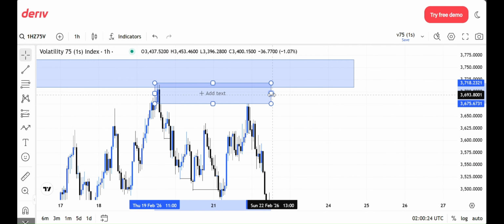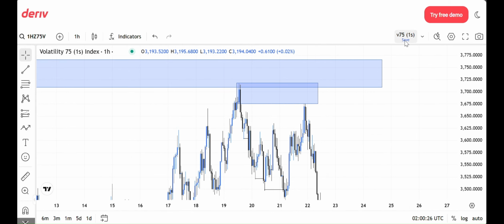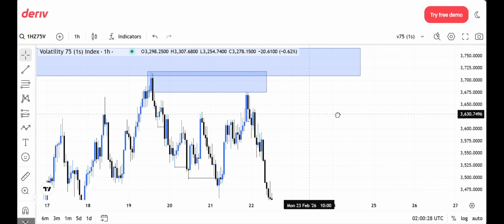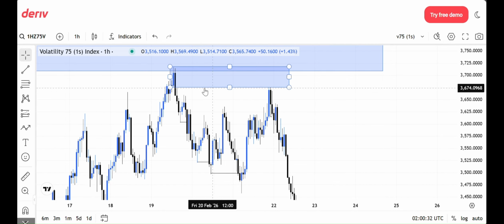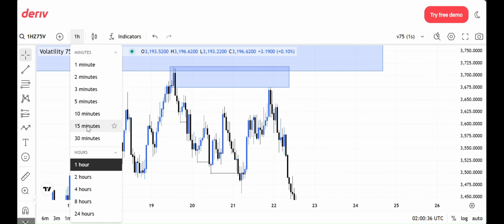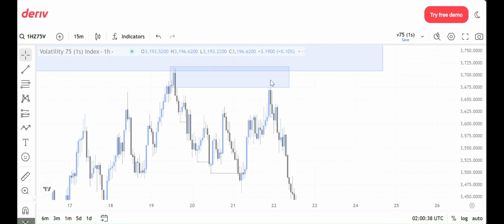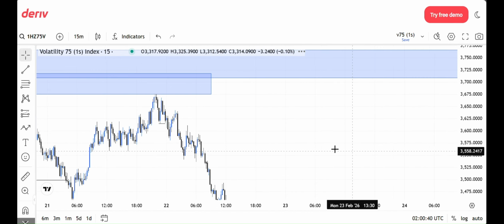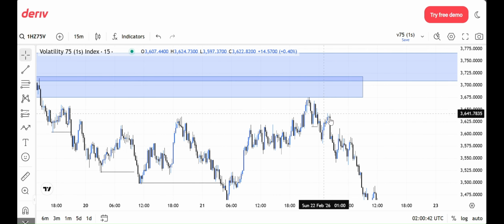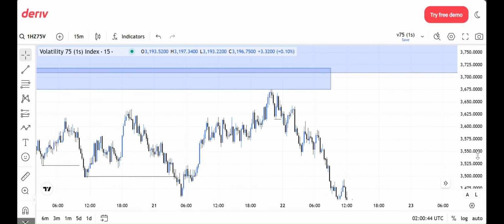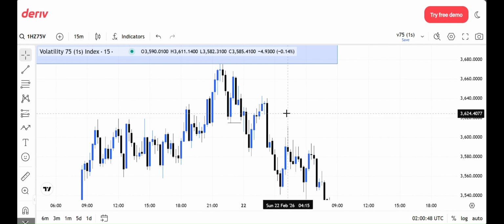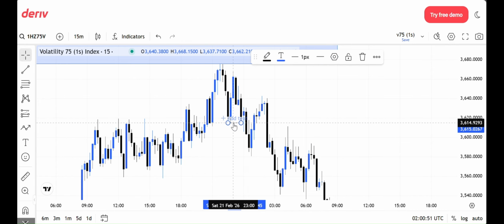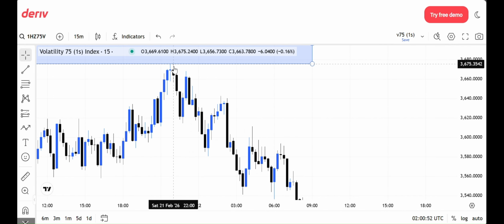So the next thing we look for, to refine our entry and have a confirmation entry, is we go down to a lower time frame. Price having tapped into a point of interest, if you go to the 15-minute time frame, let's see. Coming down to the 15-minute time frame, we wait for a market shift. Now we saw that here, price tapped into our zone.